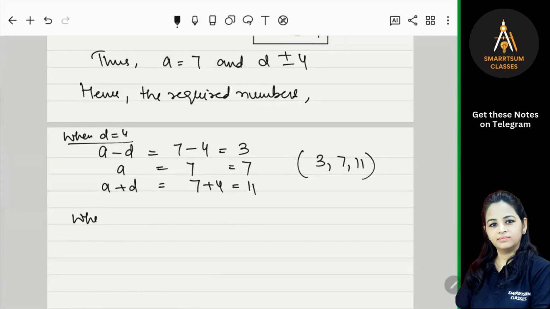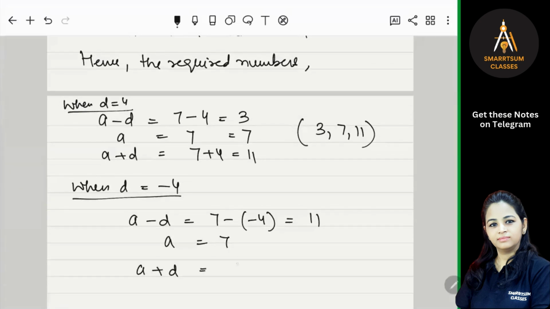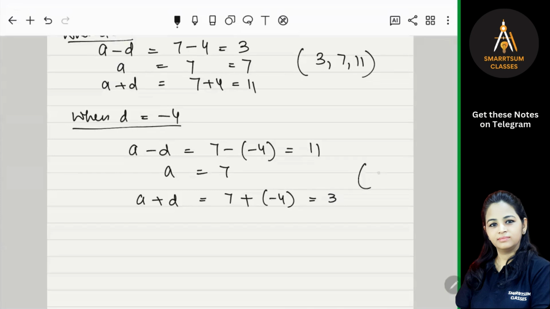Now, if d is minus 4, then it will be a minus d, that means 7 minus minus 4, that is 11, right? a is 7 and a plus d, that is 7 plus minus 4, that is 3. This time the series is reversed and this is 11, 7 and 3. Is that clear? So either it is this combination or this combination, 3, 7, 11 or 11, 7, 3. For both sets, the sum is 21 and the product is 231. Is that clear?